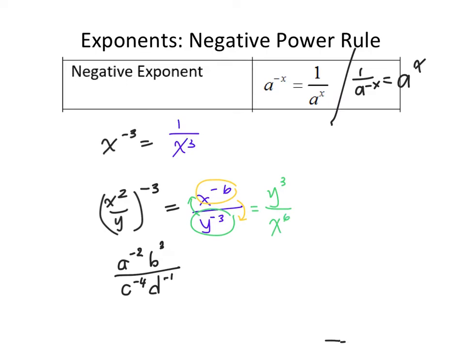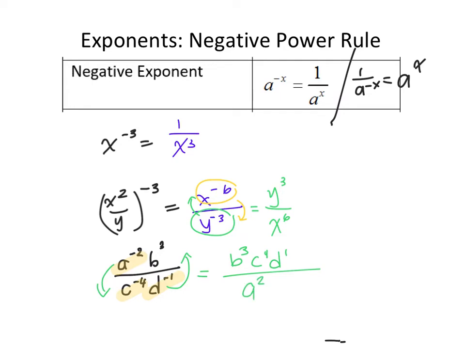Looking at this last one here, I'm just identifying anything I have here that has a negative exponent, and that will be moved to the opposite side. So we have A, C, and D. So A is going to move down, and everything else is going to move up. So both of these are moving up. So we have B raised to 3, C raised to 4, D raised to 1, all over A squared.